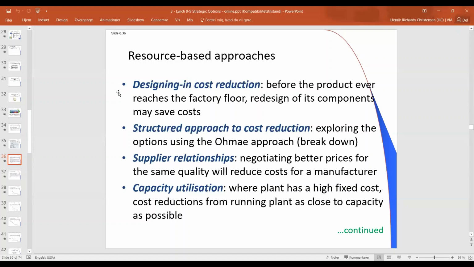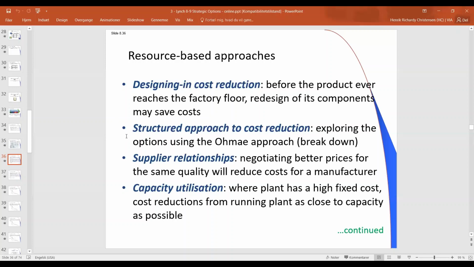Imagine that you could ask your supplier to bend the products before they came into your factory floor. Of course, if the supplier were to bend the product, he might charge you $1 more for the product. But if you can save both labor time and machinery, that might be $3 per unit. Then you have in all saved $2. So that's the idea about designing in cost reductions.